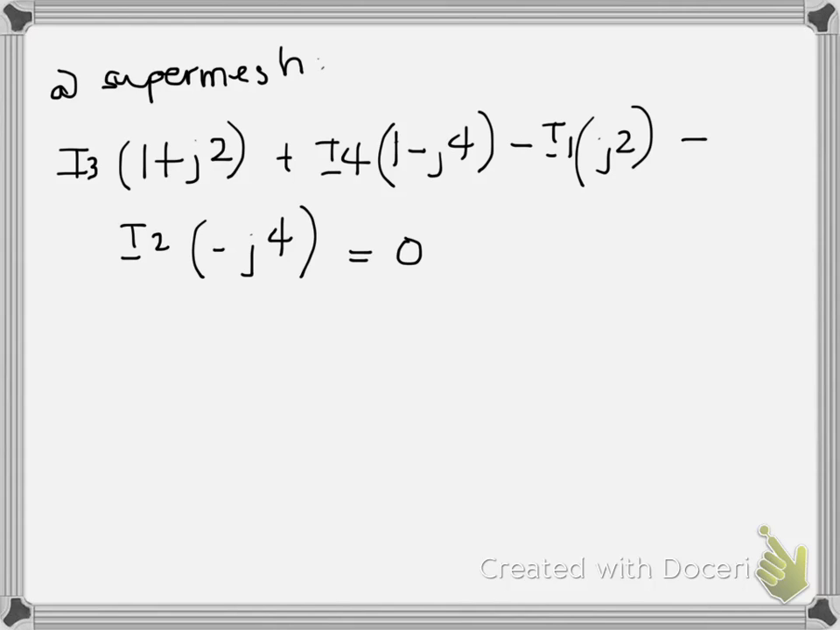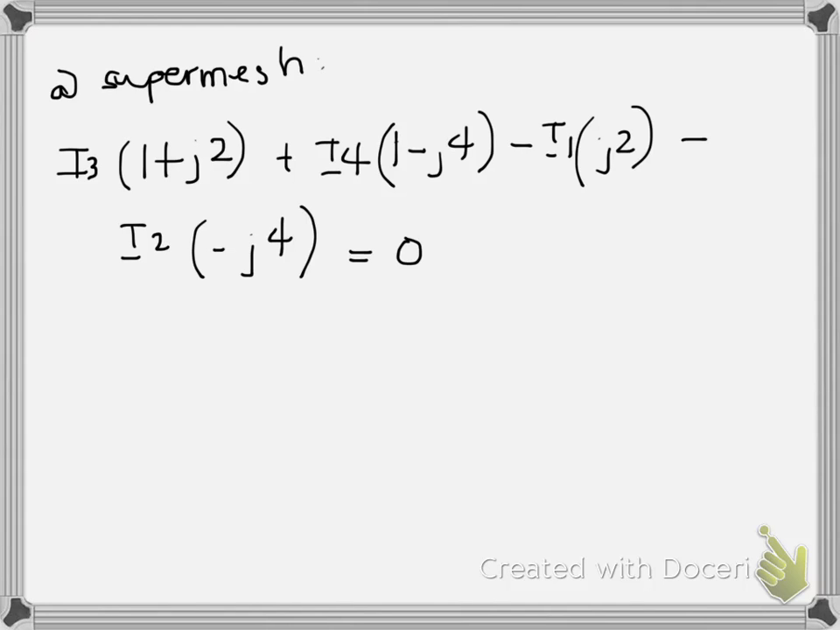So always remember that with a super mesh, consider the two meshes composing the super mesh as one mesh, and then the other neighboring meshes take them as negative. So again, a super mesh is composed of two meshes. Just take those two meshes as positives, and the neighboring meshes take them as negative.